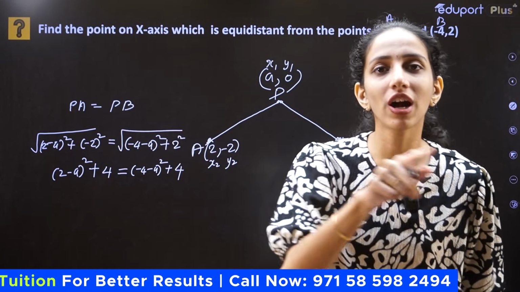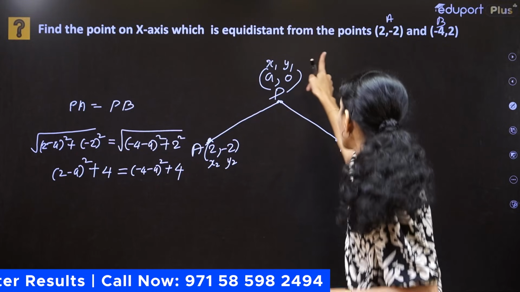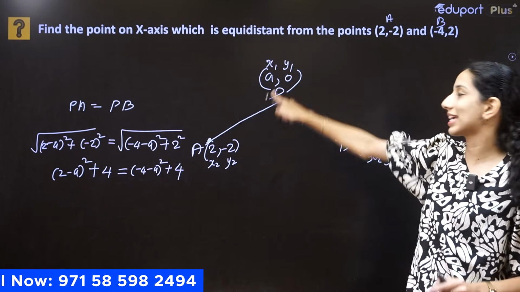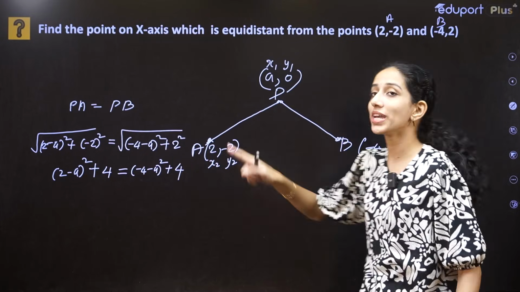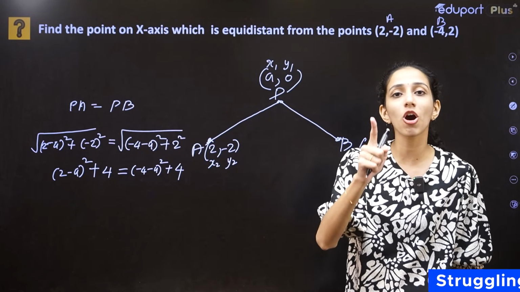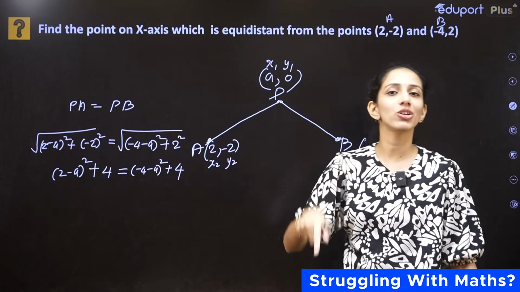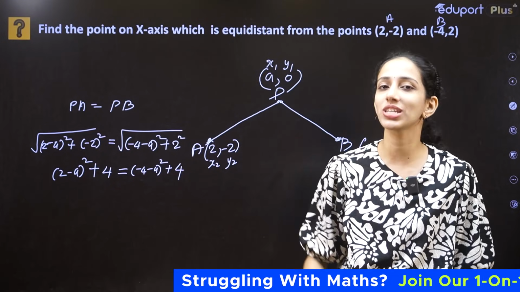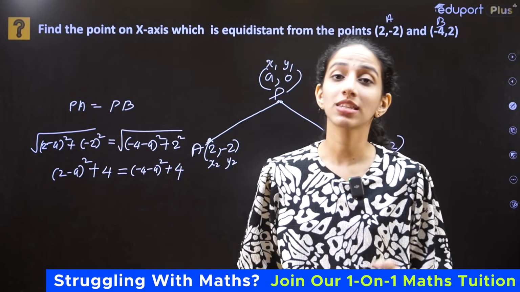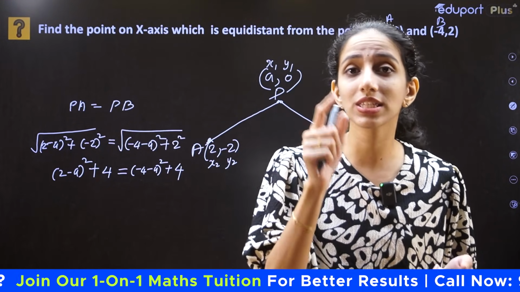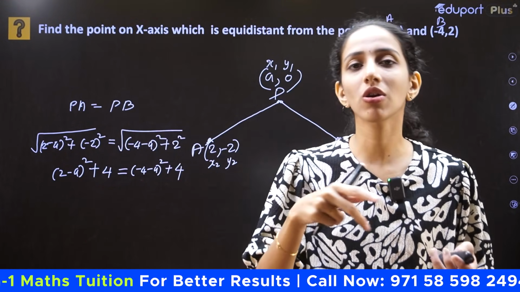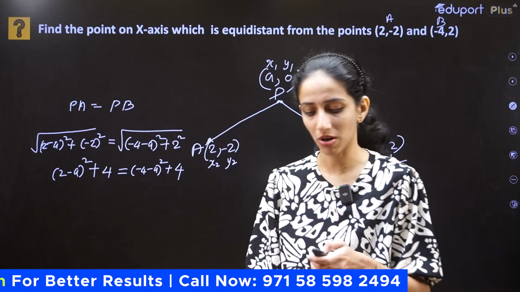So if you got the value of a, what is our question? The point on the x-axis. And which is the point on the x-axis? (a, 0). By solving this, we get the value of a, and just substitute that value here. So (a, 0) is the point on the x-axis. In a similar way, you can be asked if the point is on the y-axis, which is in the form (0, y). In that way, you can do that problem also.